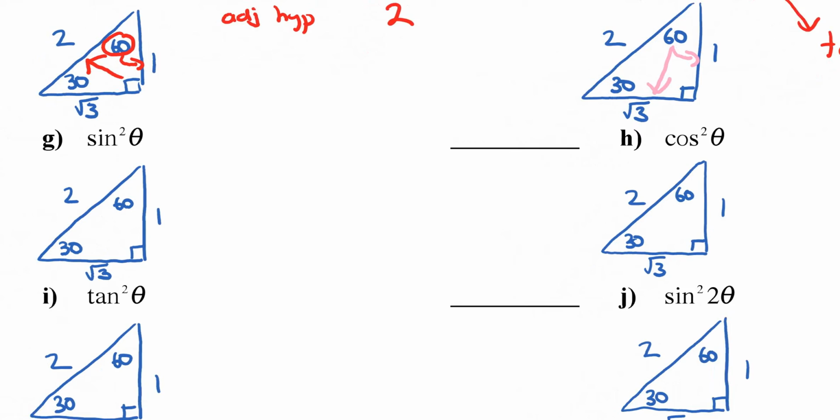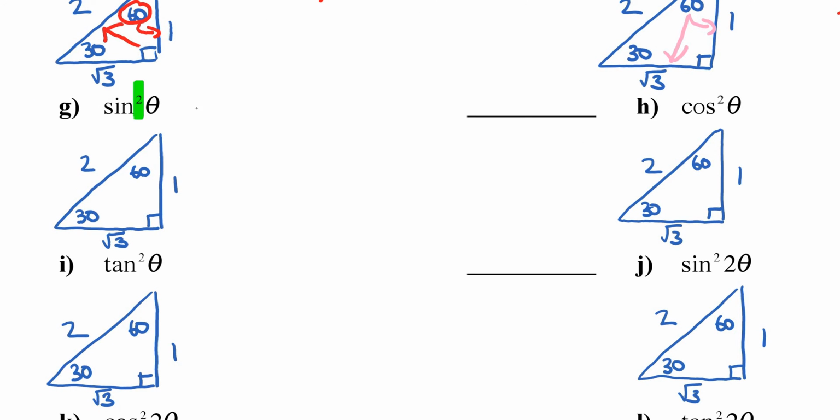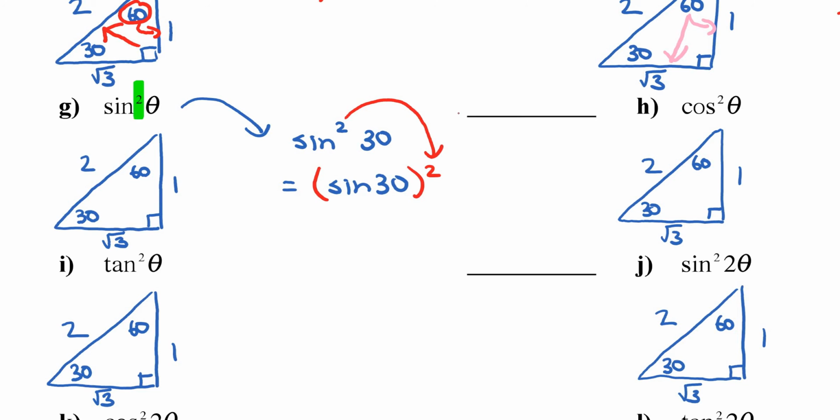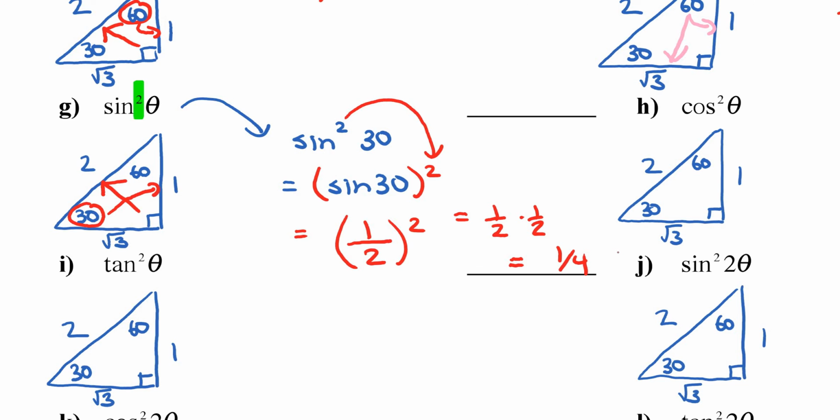Okay, let's move on to letter G now. For letter G, I have sine squared theta. What this really means is you're doing sine squared of 30 degrees, and this is the same thing as sine of 30 degrees all to the power of 2. So that 2 is really raising everything to the power of 2. So what is sine 30 degrees? Remember, the ratio for sine is opposite over hypotenuse. So here's your 30 degrees. Your opposite is 1. So this is going to be 1 divided by the hypotenuse, which is 2. So 1 over 2, all raised to the power 2. That's the same thing as 1/2 times 1/2, which is 1 over 4. So 1/4 is your final answer there.